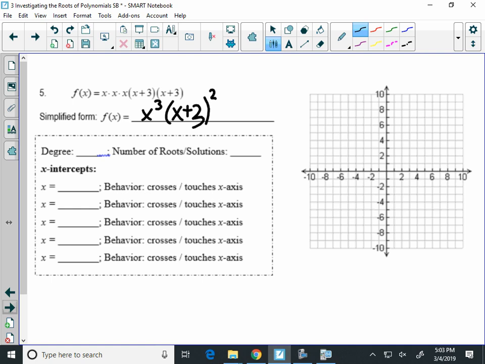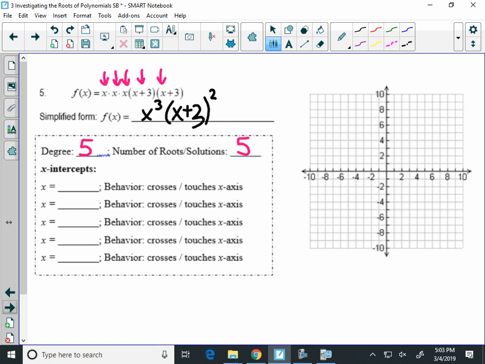I count up my x's in order to find the degree. There's 1, 2, 3, 4, 5 of them. So this is a degree 5 polynomial. It's quintic. Degree 5 polynomials have 5 solutions. The number of solutions is equal to the degree.